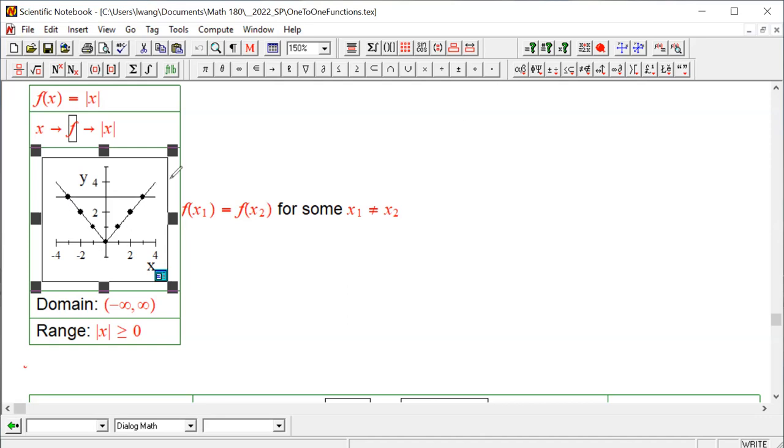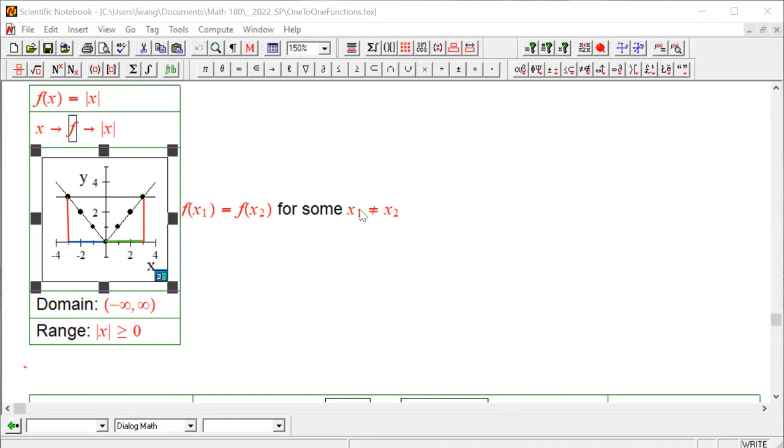And what does it mean? These 2 points, what does that mean? They are different inputs, and the output is the same. Same output for different inputs. So we just have to make a statement.